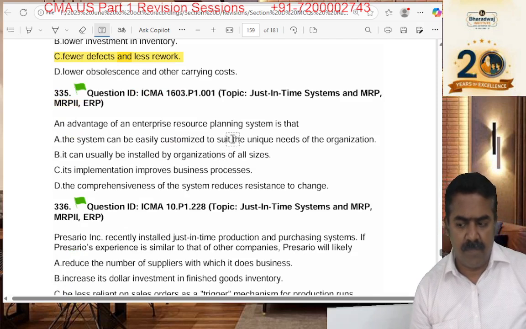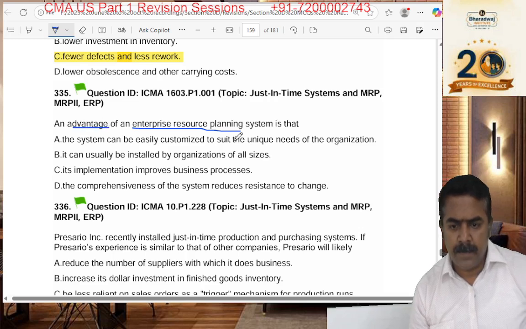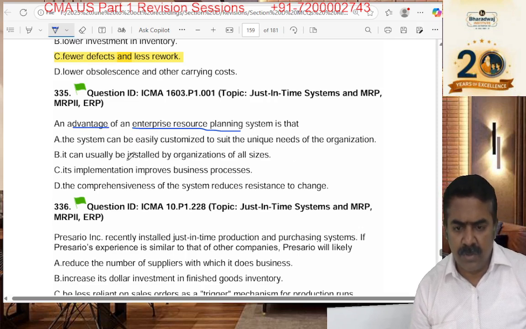335. What is the advantage of ERP? No, it is not about customizing the system. No, not all sizes can. It improves the business processes. Correct.